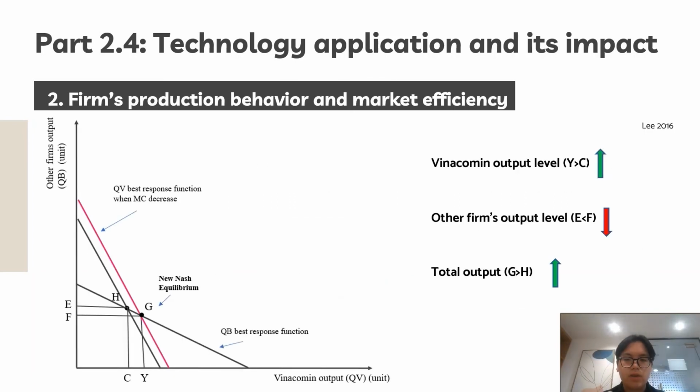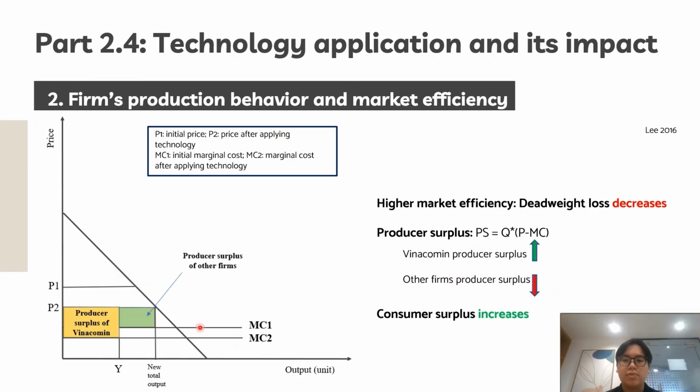Given that Vinacomin applied the technology, Vinacomin's MC reduces while MR remains unchanged, and other firms' MC and MR remain unchanged. Vinacomin's best response function shifts outward, indicating that Vinacomin produces more at a higher output level while the other firm's production level decreases. The new equilibrium is created with a higher total quantity, making the price decrease following the law of supply and demand. Hence, this makes consumer surplus increase and deadweight loss decrease, indicating a higher market efficiency level. Vinacomin's producer surplus, as presented in the formula, will increase while reducing in the other firms.